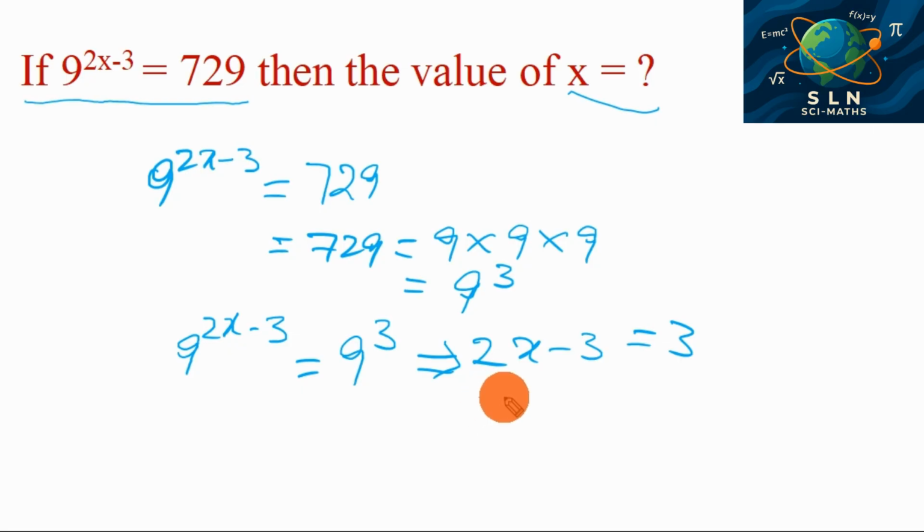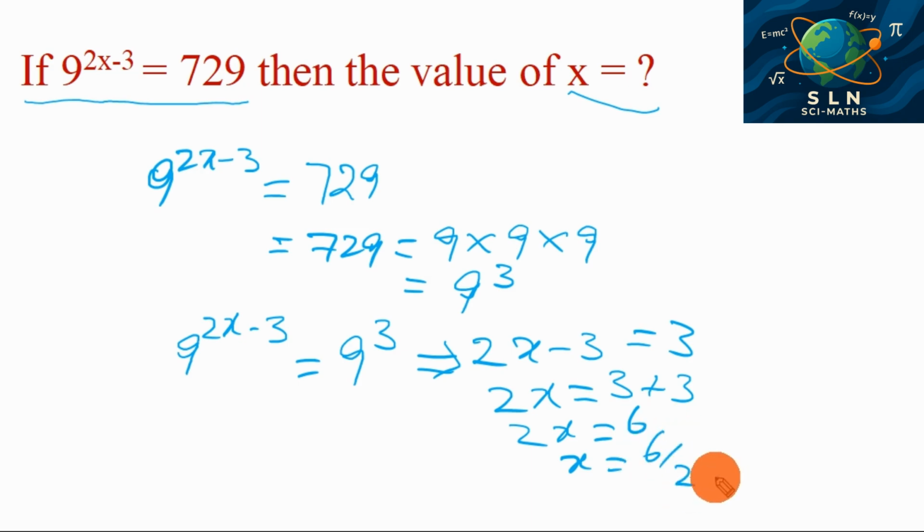So let us solve this equation. 2x is equal to 3 plus 3. 2x is equal to 6. Then x is equal to 6 by 2. Finally, x is equal to 3.